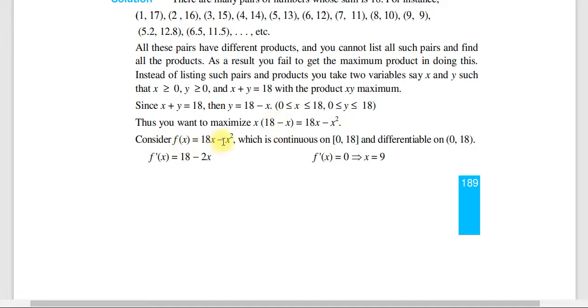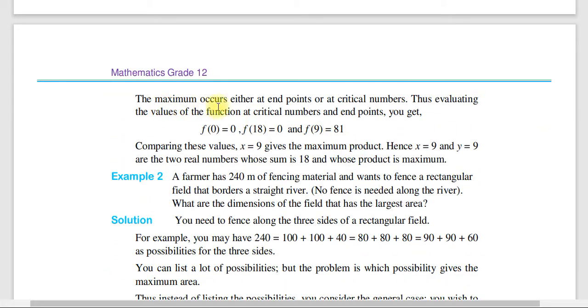Consider f of x equal to 18x minus x square, which is continuous on the interval 0,18, and which is also differentiable on the open interval 0,18. So, f prime of x is equal to 18 minus 2x. f prime of x equal to 0 means x is equal to 9. The maximum occurs either at the end points or at the critical numbers. Thus, evaluating the value of the function at the critical number and end points, you get f of 0 equal to 0, f of 18 equal to 0, and f of 9 equal to 81.